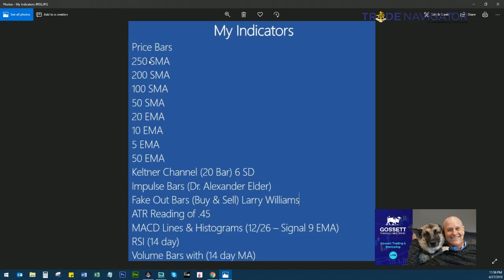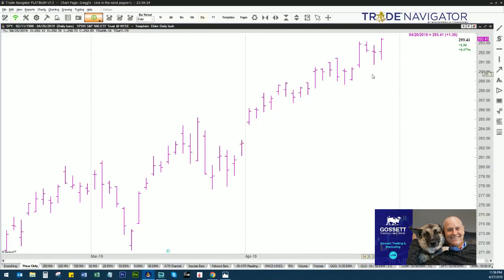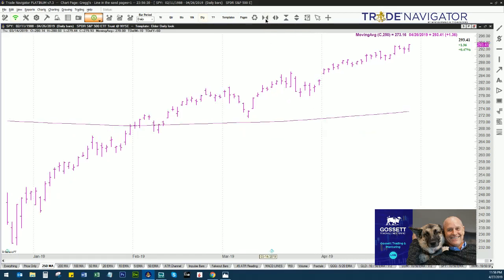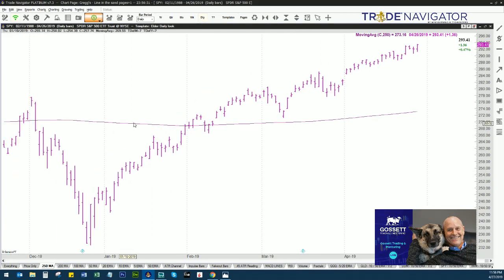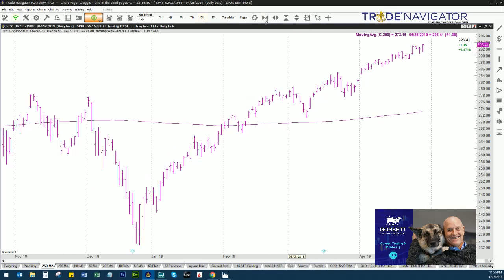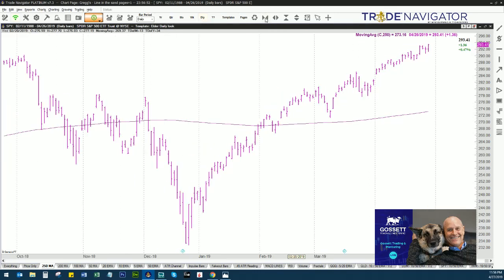Okay, so I'm just going to go down through the list. The first one we're going to be looking at is the 250-day SMA. So here's the chart just with the price. Now let's add on the 250-day moving average. See this line? This is the 250-day moving average. And why is it where it's at? It's because it takes the last 250 days, adds them all up, divides by 250, and gives you a price.